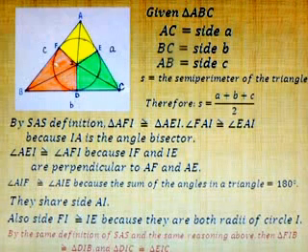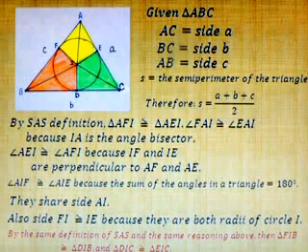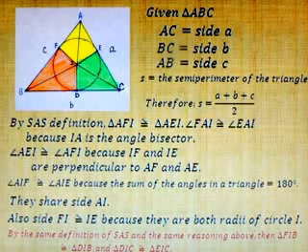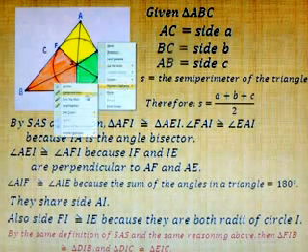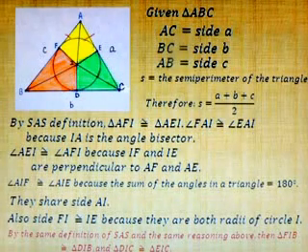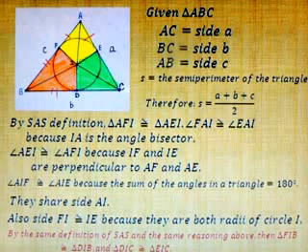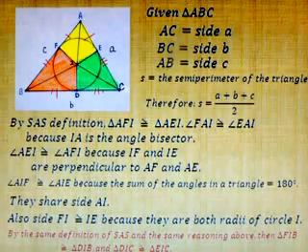Now, by the same reasoning, we could go through and prove that triangles FBI and DBI are congruent, and triangles DCI and ECI are also congruent. And what that gives us, and this is the important part here, is that this side is congruent to this side, and this side is congruent to BD, and DC is congruent to EC.